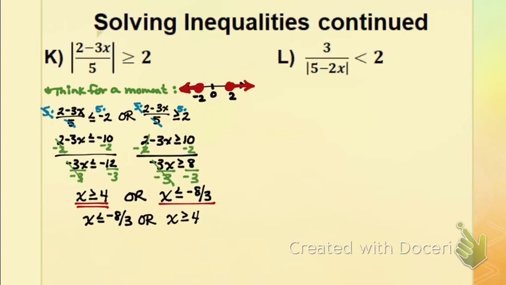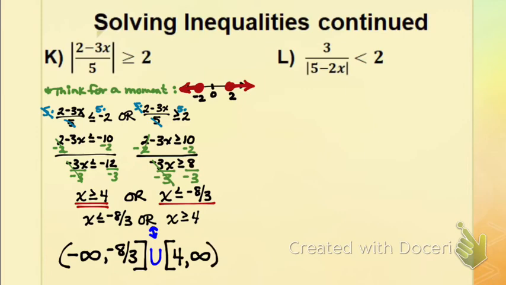What would my interval be for x is less than or equal to negative 8/3? Negative infinity, comma, negative 8/3 bracket. Yes. Negative infinity, comma, negative 8/3 with a bracket. My or here is a union. When you guys type that into the computer, you're going to use just a capital letter U for your unions there. And then I'm going to need a bracket for the 4 off to infinity.